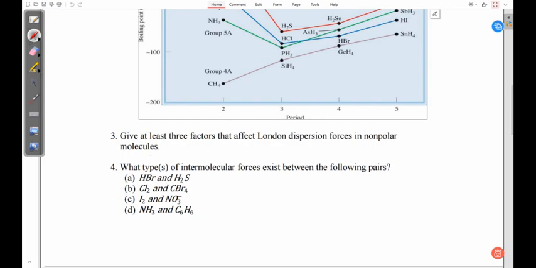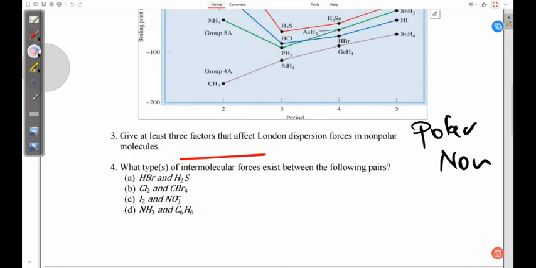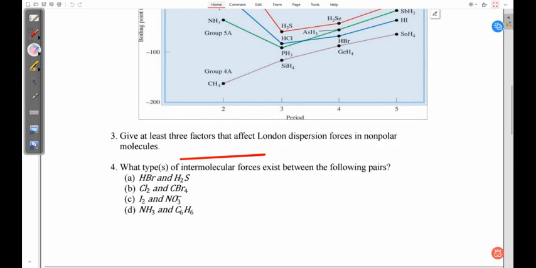Question 4. What types of intermolecular forces exist between the following pairs? This requires your attention. Hopefully you've watched the video where I explained the different kinds of intermolecular forces of attraction that we have. That would make these easy to understand. It's important to be able to distinguish polar from non-polar, and also to identify hydrogen bonding, ions and so on. So let's begin with the first one.